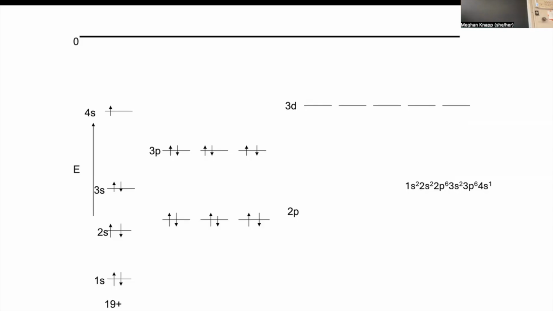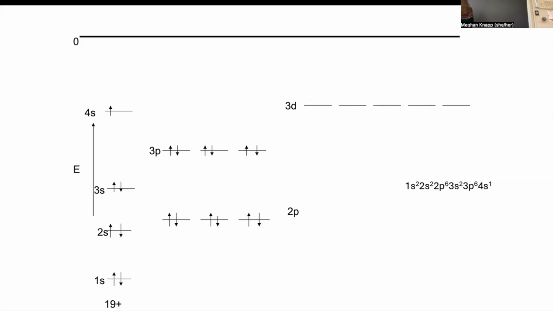If I'm going to write the electron configuration, I can look at all these electrons starting at the bottom. 1s has 2 electrons. 2s has 2 electrons. 2p all together, I'm going to put all of the 2p's together, and then I put a 6. 3s2, 3p6, and then finally 4s1.